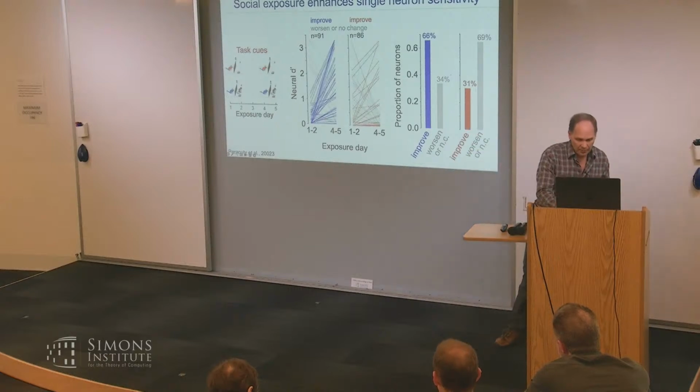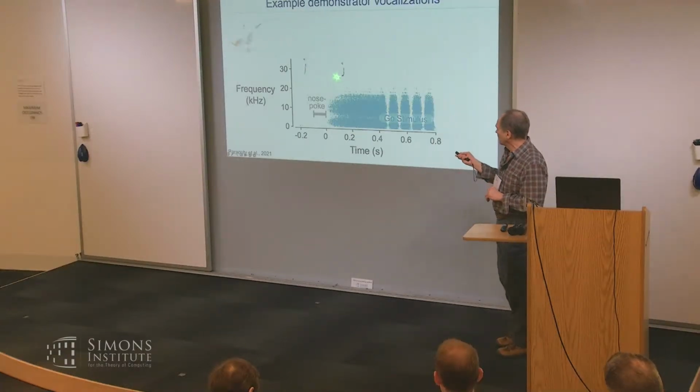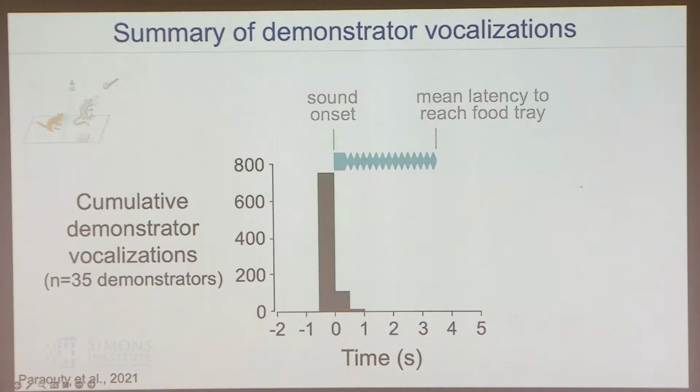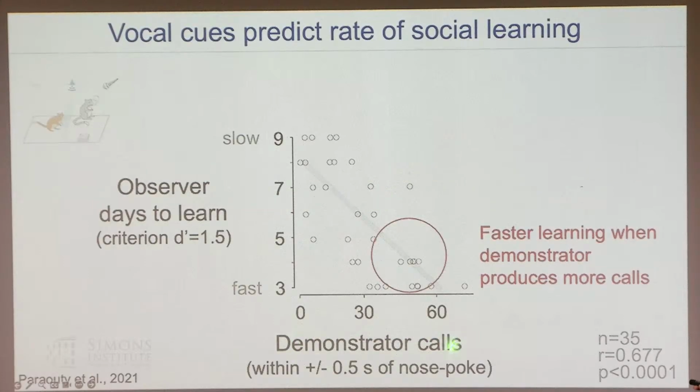Ours would be data that I didn't show you, which basically says that the demonstrator vocalizes right around the time it nose pokes. And if we look at when they all occur for all of our demonstrators, it really piles up around this time. And if we go one step further and ask how demonstrator vocalizations relate to how well its friend is ultimately going to perform? The observers that had the chattiest demonstrators learned in the shortest period of time.